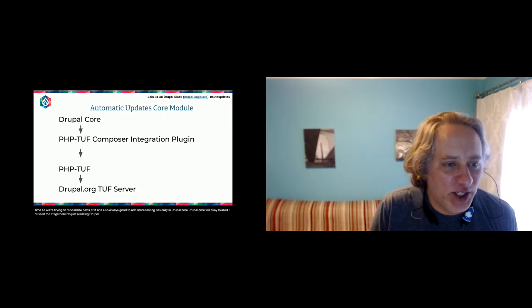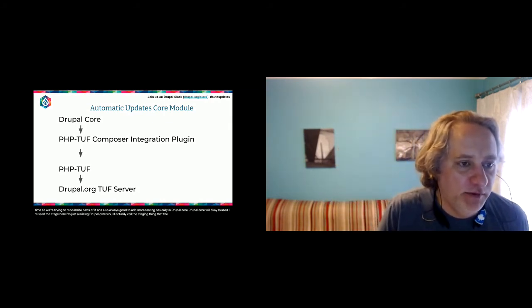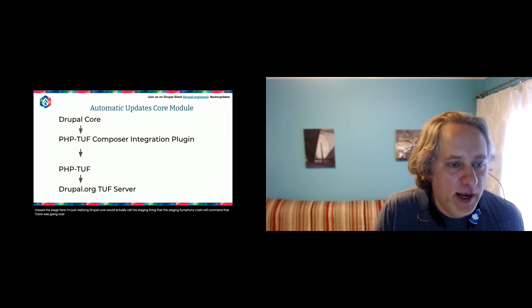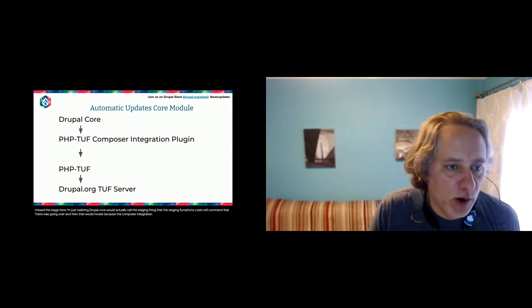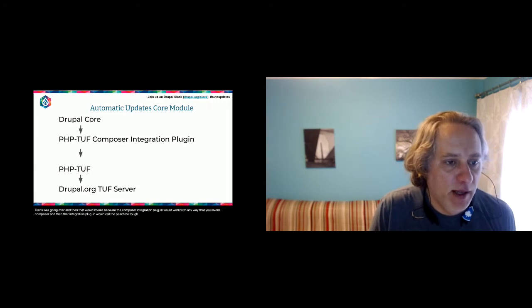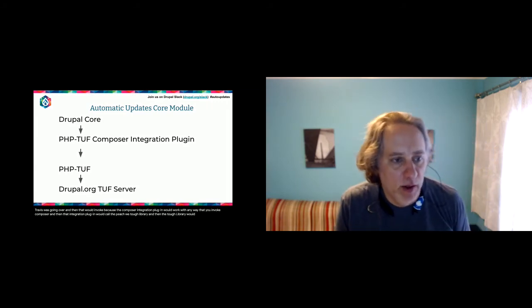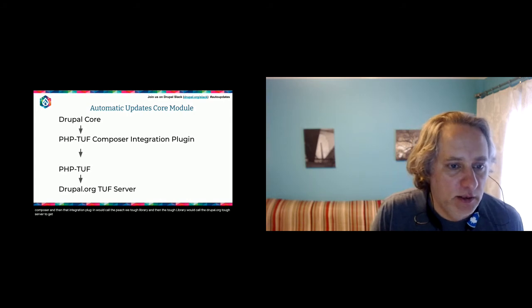Drupal core would actually call the staging Symfony console command that Travis was going over, and then that would invoke Composer, because the Composer integration plugin would work with any way that you invoke Composer. Then that integration plugin would call the PHP Tough library, and then the Tough library would call the Drupal.org Tough server to get the metadata and the targets.